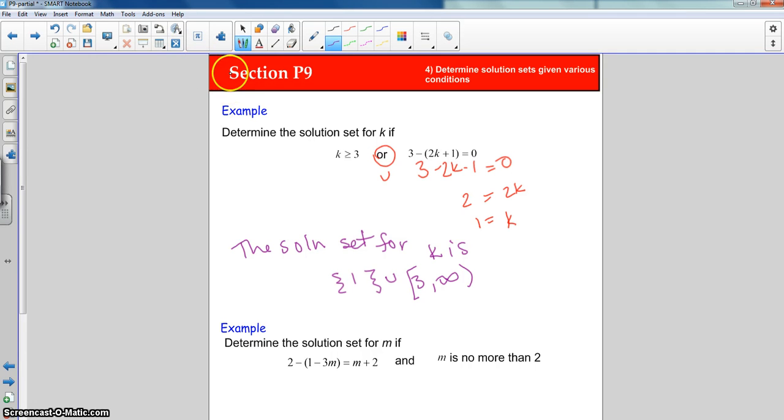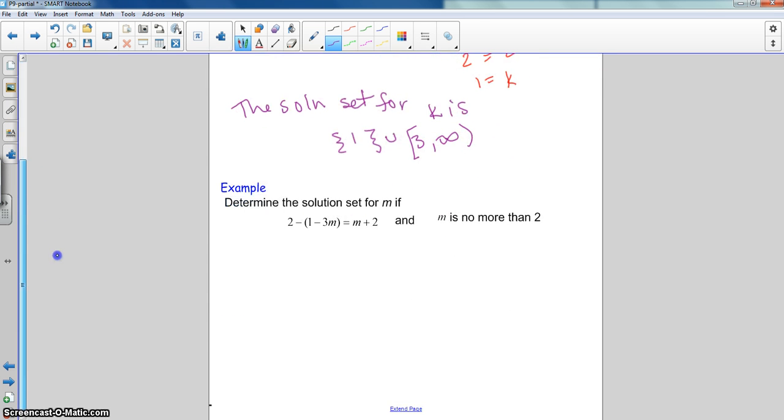I think that it's easier to make a number line and put it all on there, and this next example will do just that. Okay, so determine the solution set for m if that and m is no more than 2. Okay, so now we give you a different conjunction, and we give you a condition in words. Okay, so if I go ahead and parse this, this I know how to solve. This is a linear equation. So I should get m is equal to something. And, okay, if I see and, that means intersect. So now I need to look for everything that is common between these two conditions.